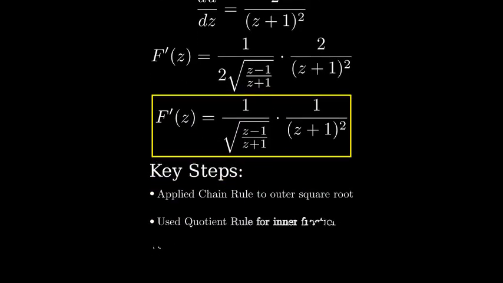Let's recap what we did. We used the chain rule to handle the square root function, then used the quotient rule to find the derivative of the fraction inside. After simplifying and combining our results, we arrived at our final answer. This problem shows how we can break down complex derivatives into simpler steps using multiple derivative rules.